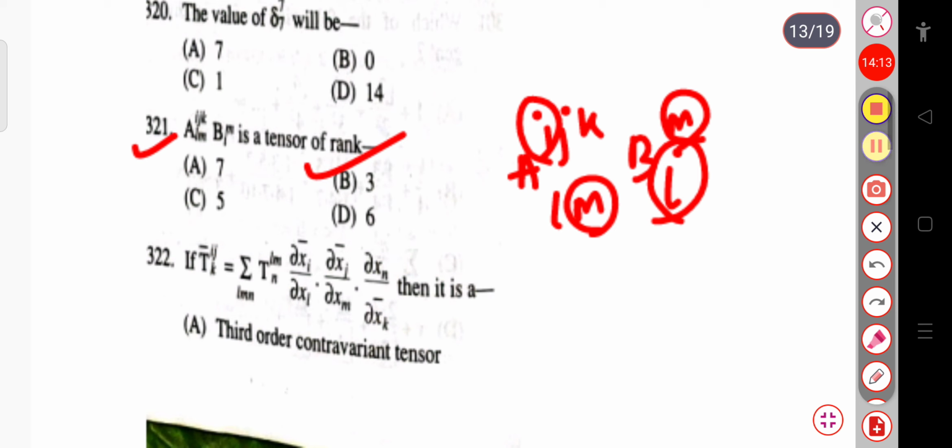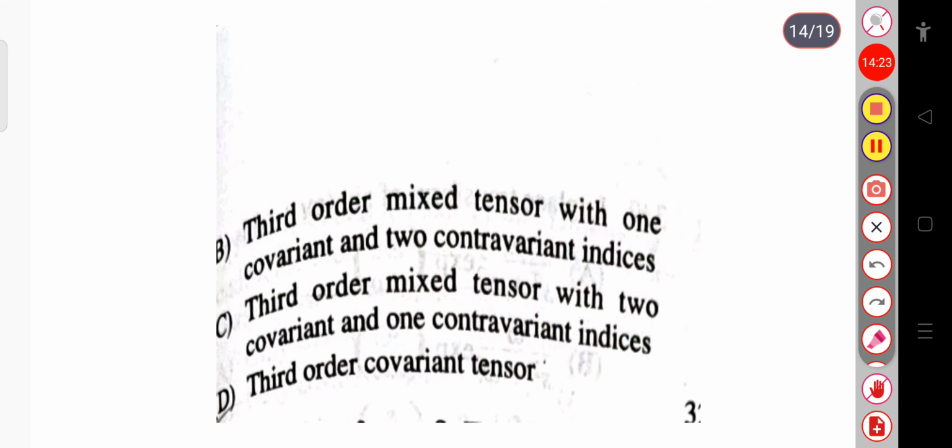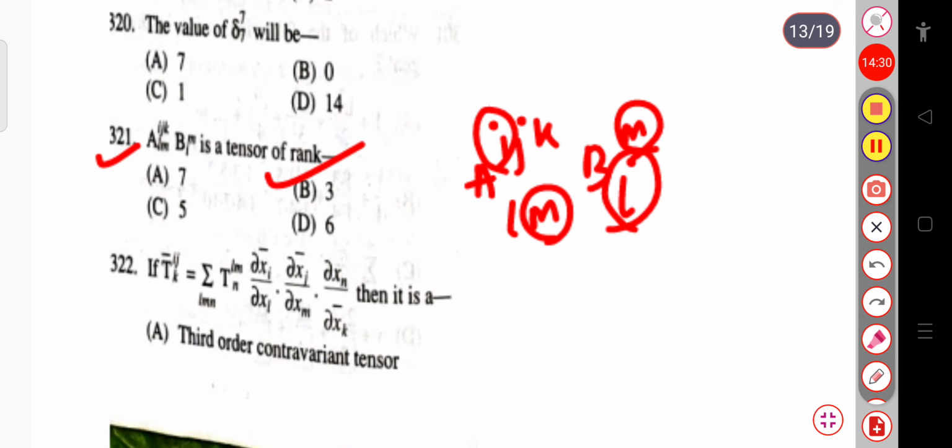The next question is, if Tkij bar equal to this much, then it is a third order contravariant tensor or third order mixed tensor with one covariant and two contravariant indices or what? Now you can see in this question that is T bar ij and here is your k. So it is no doubt it is a mixed tensor.